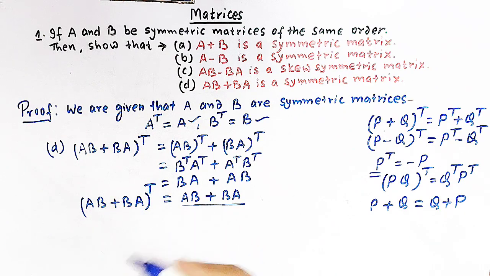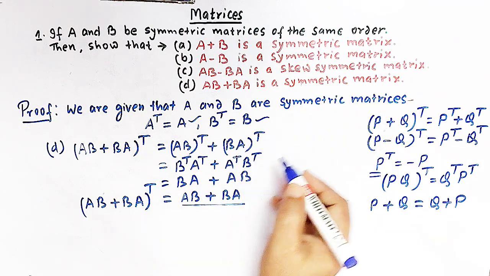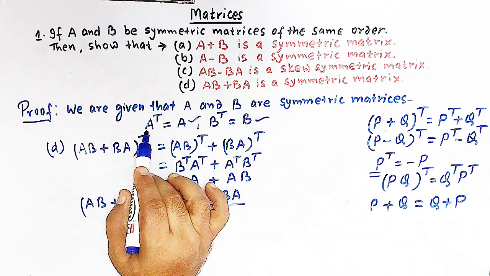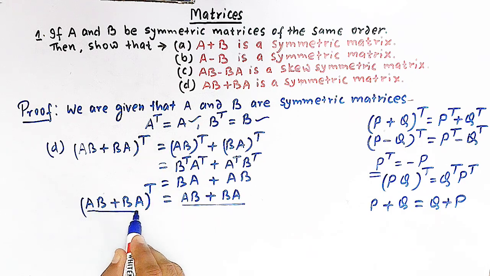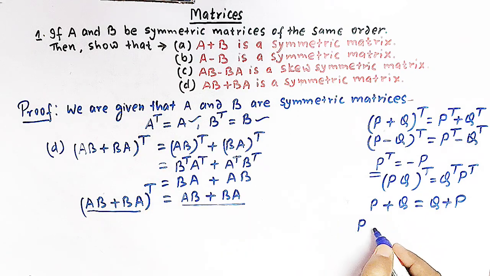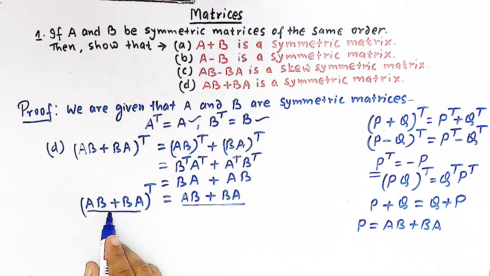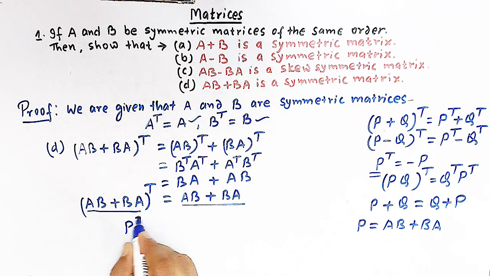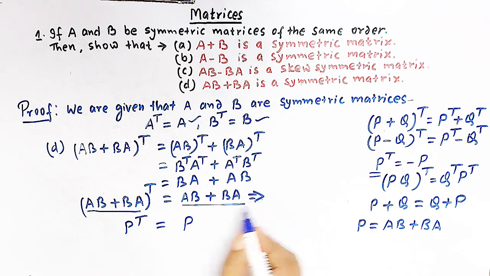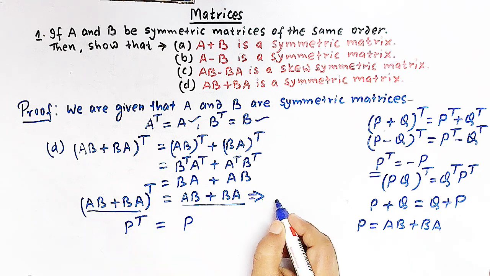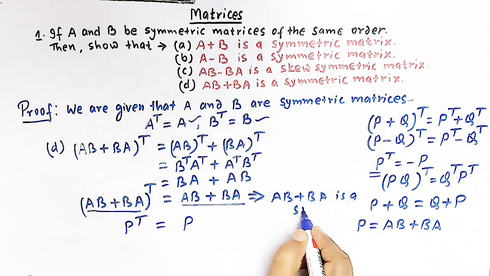And again, due to the definition of a symmetric matrix, we know that a matrix is said to be symmetric if its transpose is equal to the matrix itself. So if we take AB plus BA as P, then AB plus BA is equal to the transpose of P, and here we have simply P. So due to the definition of symmetric matrix, AB plus BA is a symmetric matrix.